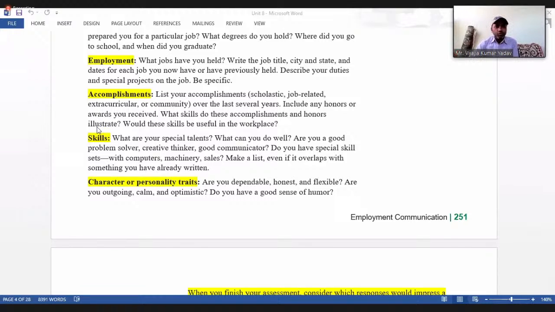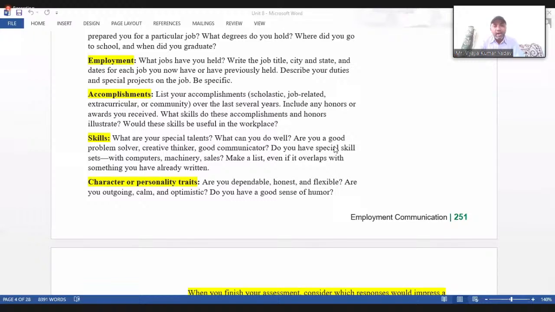Okay, see. So employment accomplishment. Include any honors or awards you received. Whatever awards you have previously got for the work, you can mention. What skills do these accomplishments and honors illustrate? Would these skills be useful in the workplace? So here in accomplishment, you can mention your awards. If you have got any awards, any honors for the previous work, for the previous duties, you can mention here. Then skills, what are your special talents?